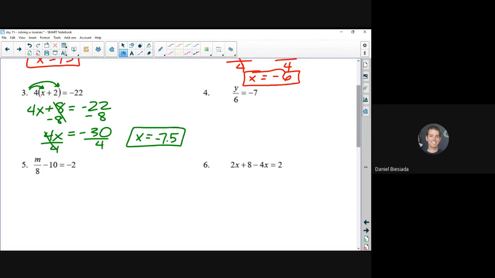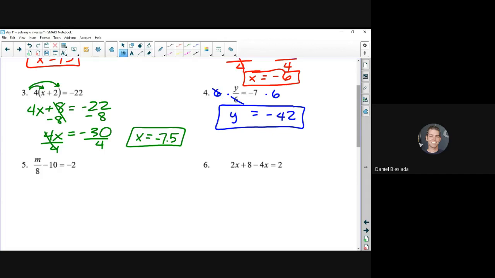Now on the next one, oftentimes people worry about fractions. In number 4, we have y divided by 6 equals negative 7. But if we think of this fraction as division, which it is, we can just ask ourselves, well, what is the opposite of dividing? The opposite of dividing is multiplying. So we'll simply multiply both sides by 6. That will cancel the division on the left. And negative 7 times 6 is negative 42. And that's it. So don't be afraid of a fraction bar, because the fraction bar simply means division.